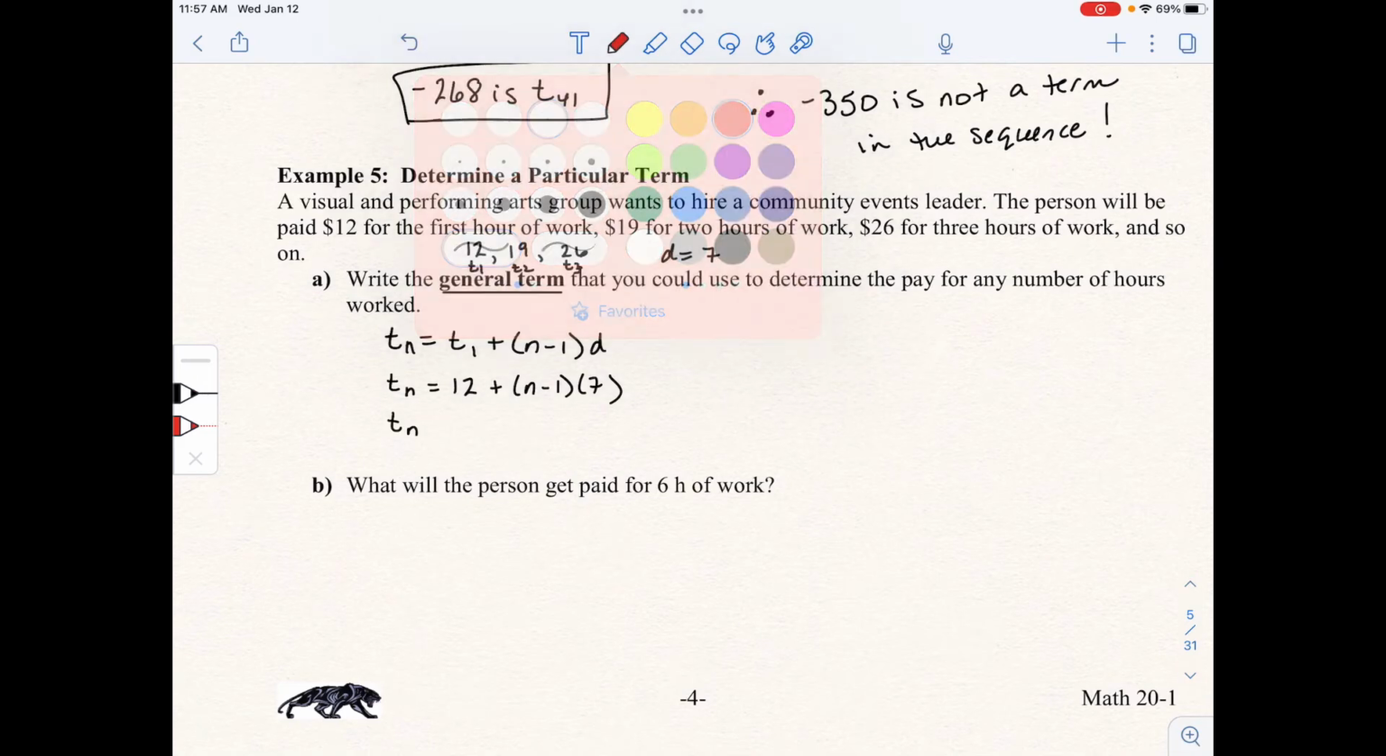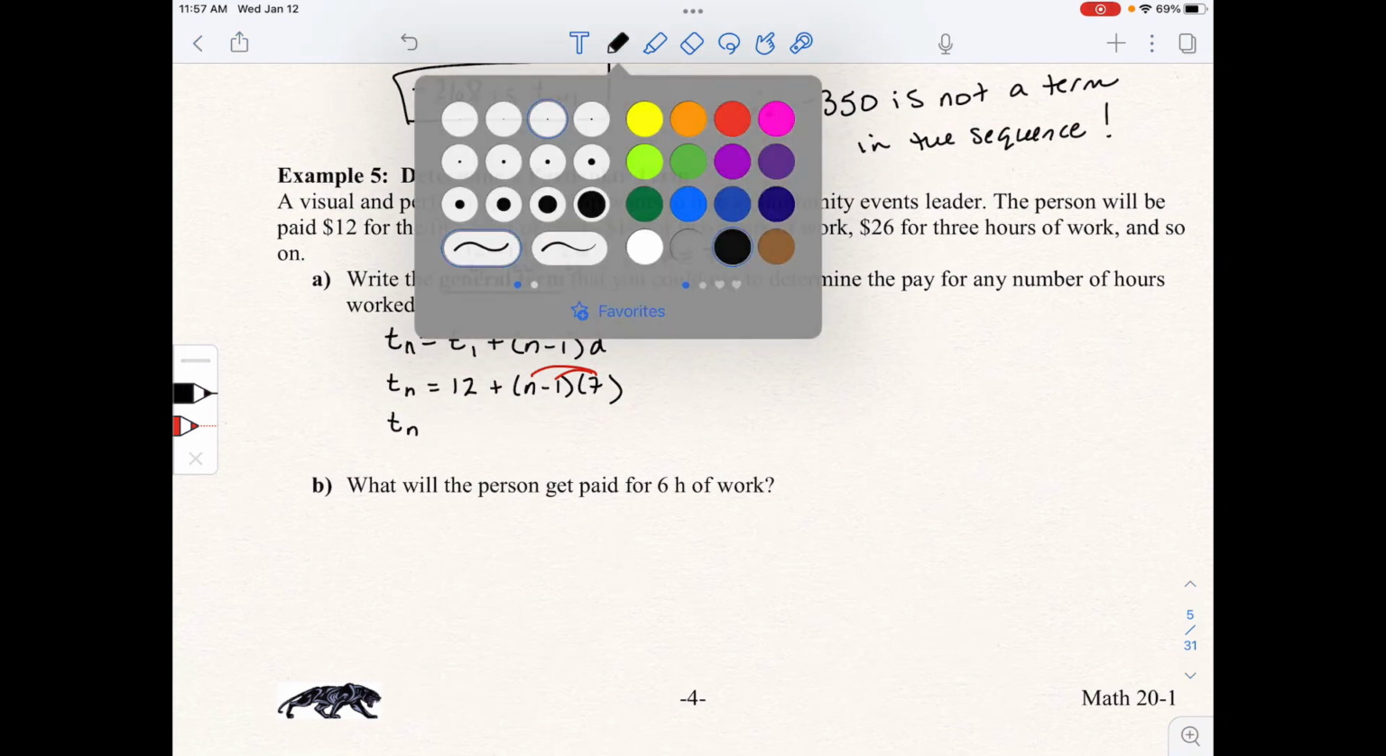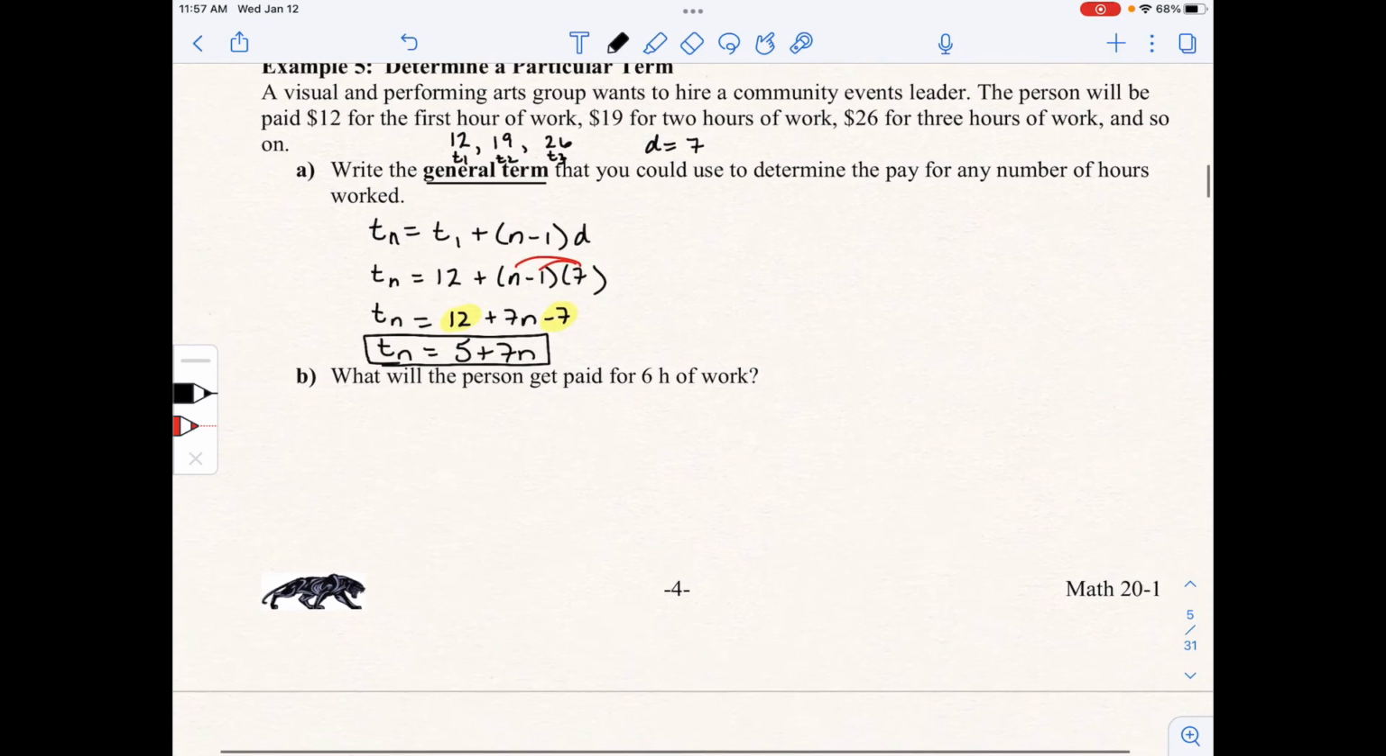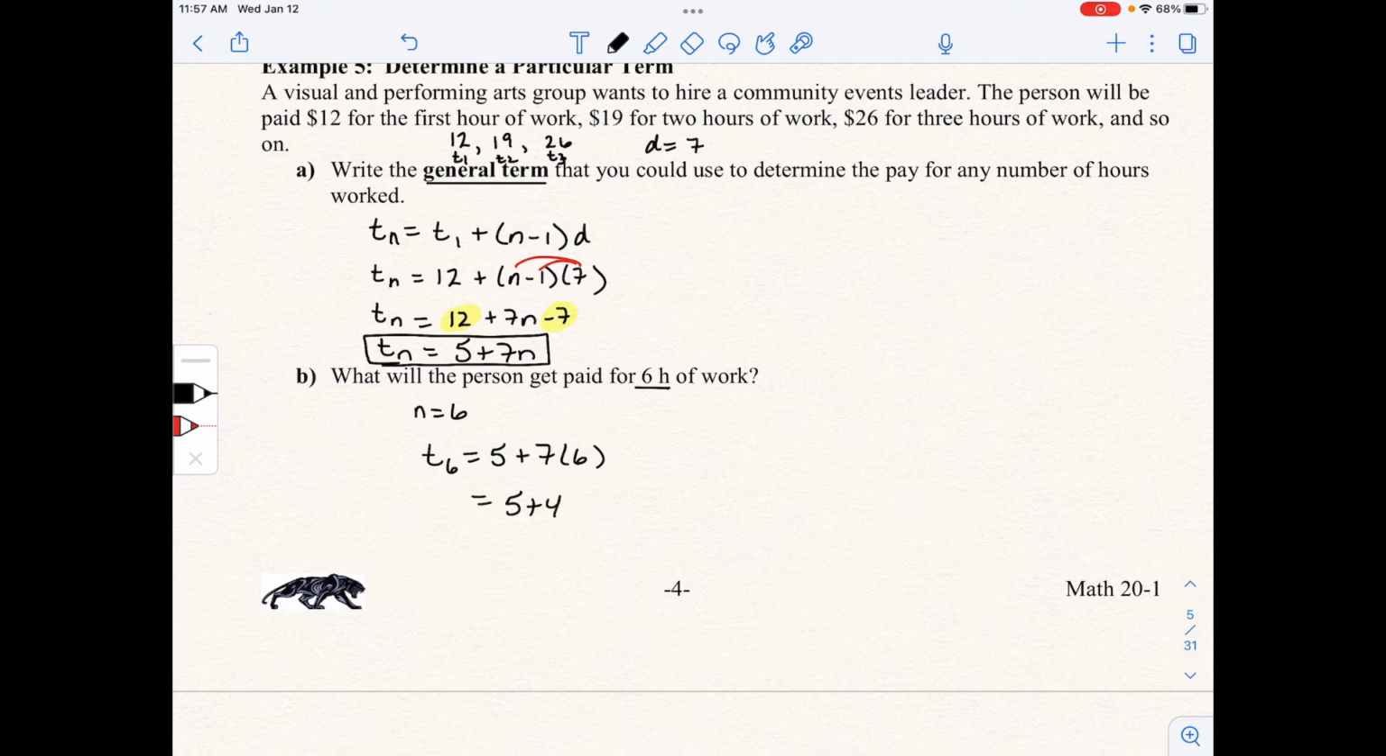I'm going to distribute this 7 backwards. Okay, and then I'm going to collect my like terms. So that's plus 7n minus 7. So Tn is 12 minus 7, right? Our two like terms there are the constants. 12 minus 7, which is 5, plus 7n, or 7n plus 5. So that's our general term for this specific sequence. So then, of course, what will the person get paid for 6 hours of work? If n is 6, T6 would be 5 plus 7 times 6, which would be 5 plus 42, which would be $47.